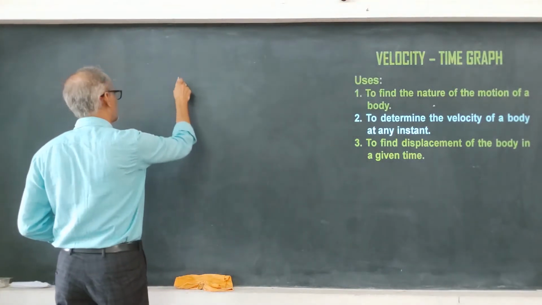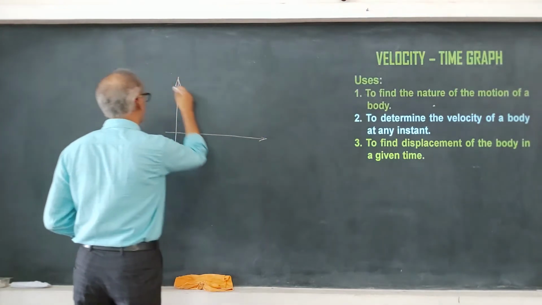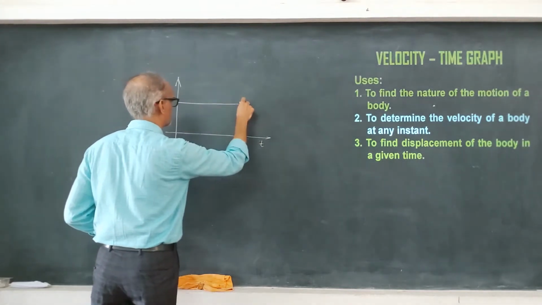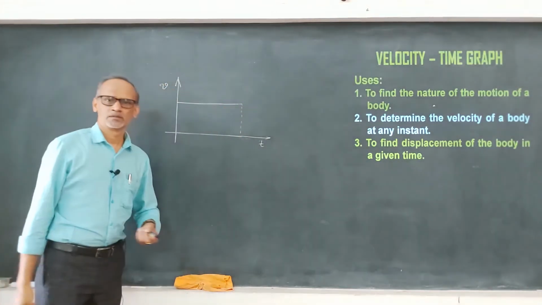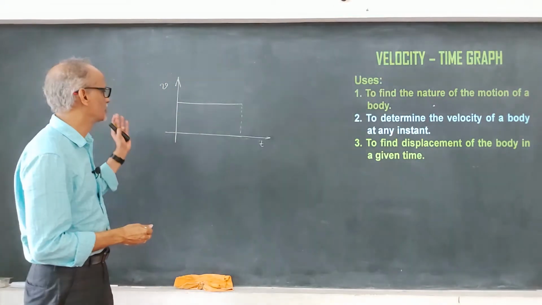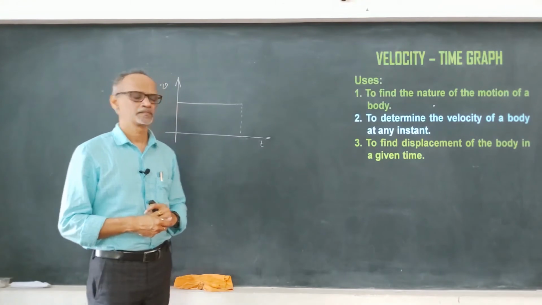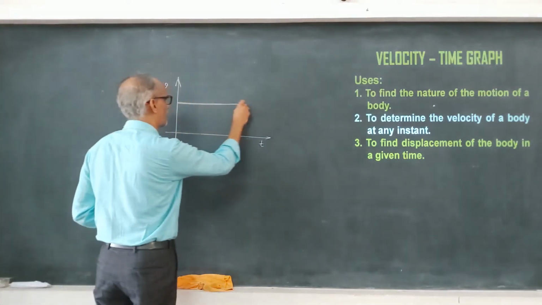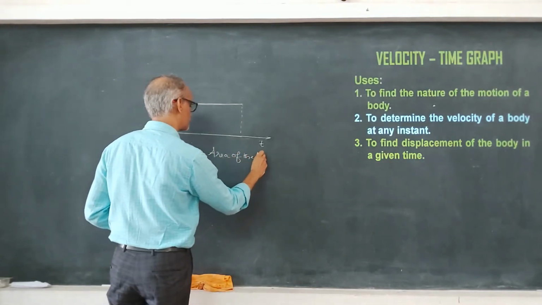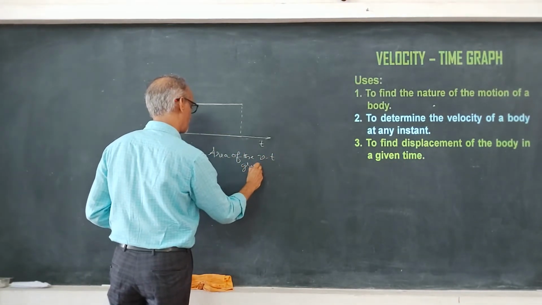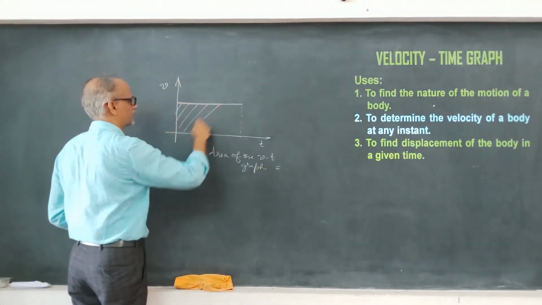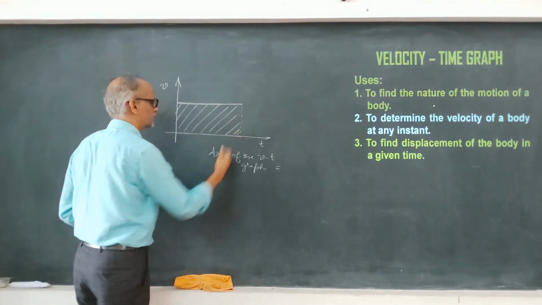So I'm going to take a VT graph, and this is the shape of the graph. Identify the nature of motion of the body. The nature of motion of the body is uniform velocity, correct? So this is the VT graph. I will find the area of the VT graph, or the area below the VT graph. The area below the VT graph is nothing but the area of the rectangle.